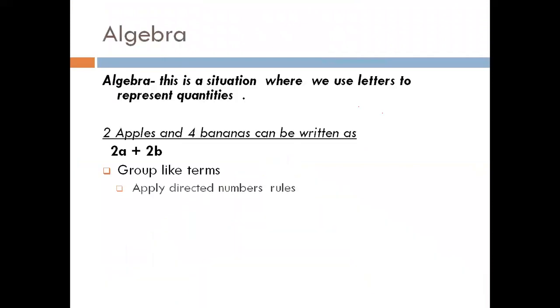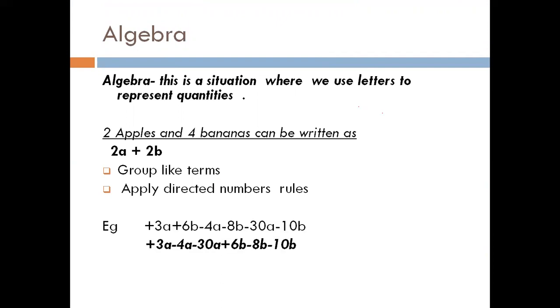So today, what is algebra? Algebra is a very simple situation where we use letters to represent quantities. We can have a situation whereby we have 2 apples and 4 bananas. We can just write it as 2a plus 4b. But what you need to do when you are solving algebra is group like terms, then you apply directed number rules, and then you are good to go.